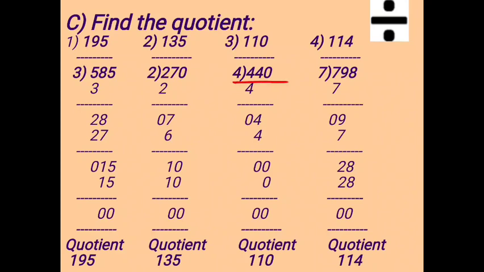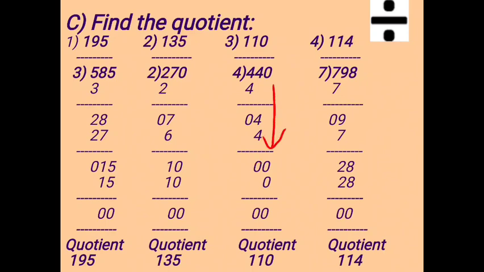440 divided by 4. So here you have to see the 4 ones table. That is 4 ones are 4. Then subtract it. You will get the remainder as 0. As you all know, bring down the next number, that is 4. Again you have to go for 4 ones are 4, because it is exactly equal to 4. Again subtract it. Then you will get 0 as a remainder. And bring down another number.